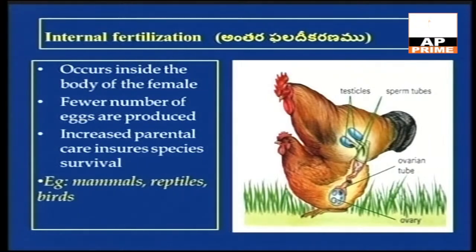That means the male, in the process of copulation, discharges the spermatozoa into the female body. Here the female takes the spermatozoa, and the union or fusion of gametes will take place inside the female.